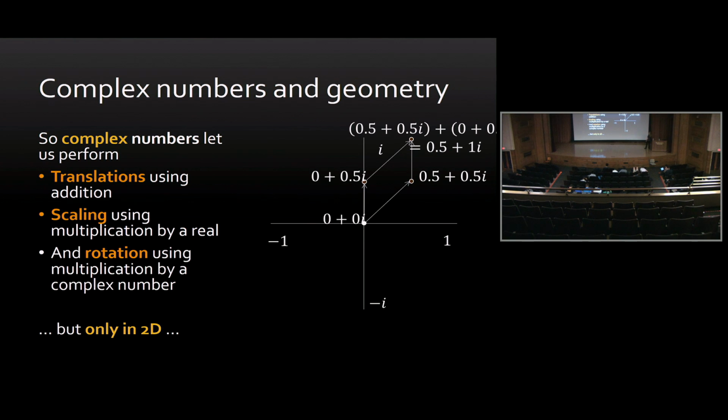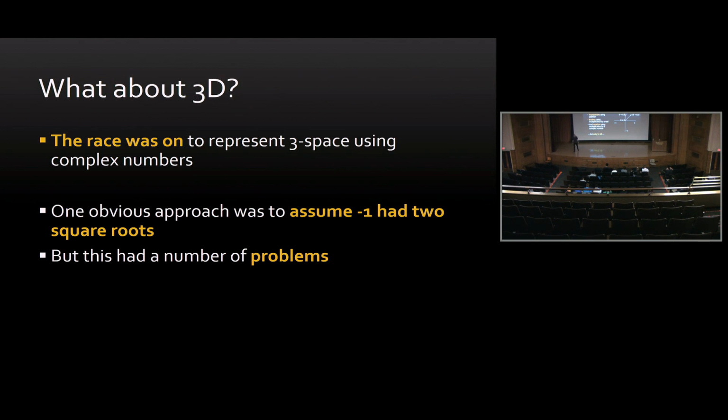So that was awesome, and that lets us do, that means in the plane, in 2D, we can use complex numbers to do translation using addition, scaling using multiplication by a real number, and rotation using multiplication by a complex number. But it only works in 2D. And so then the race was on in the 1700s for who would come up with the fancier version of complex numbers that would work for 3 space.